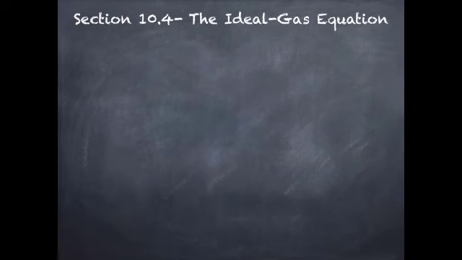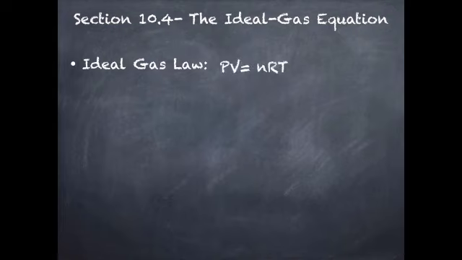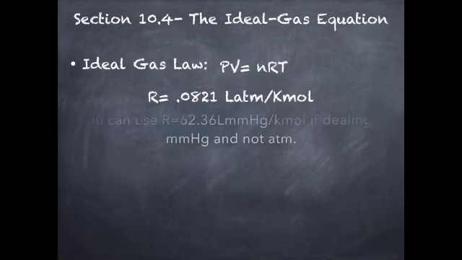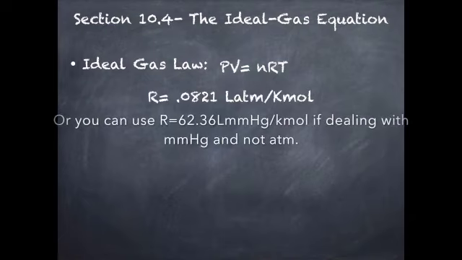We're now going to talk about the ideal gas equation. The equation is PV equals nRT. P being pressure, V being volume, n being number of moles, and T being temperature. Now, R is your gas law constant, which will be given to you, and it's 0.0821 liter atmosphere per Kelvin mole.